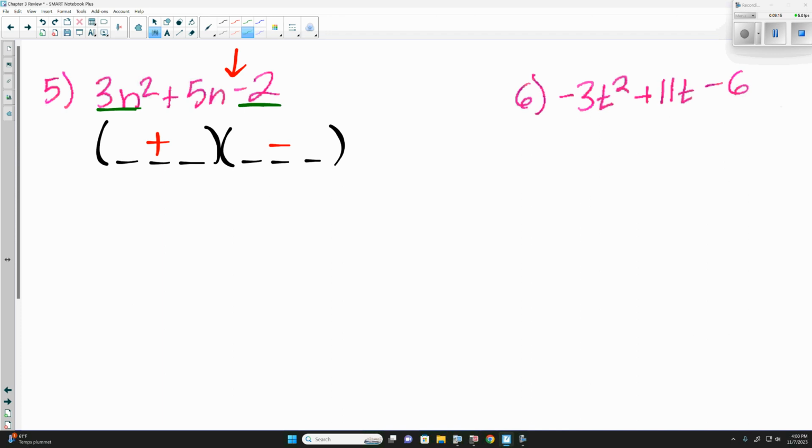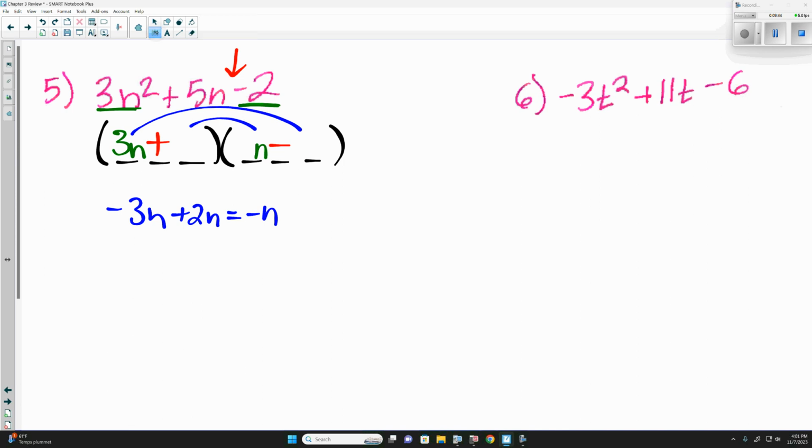Our next step is to find the factors of the first and third terms. Well, first term, factors of n squared is n and n. Only factors of 3 are 3 and 1. Factors of 2 are 1 and 2. I'm just going to plug it in. And lastly, we can check. 3n times negative 1 is negative 3n. 2 times n is plus 2n, giving us negative n. Well, that's not what we wanted.